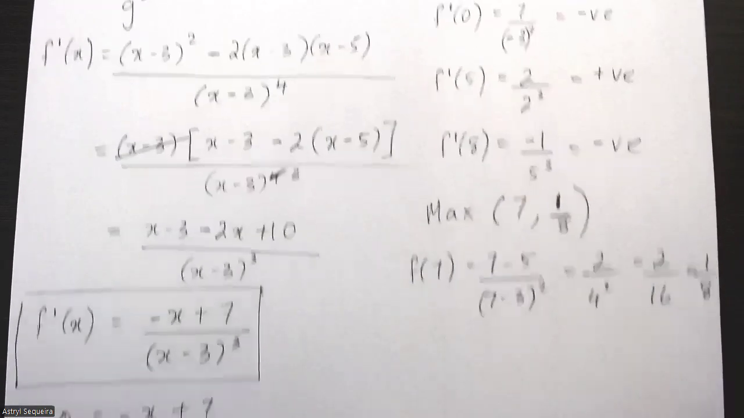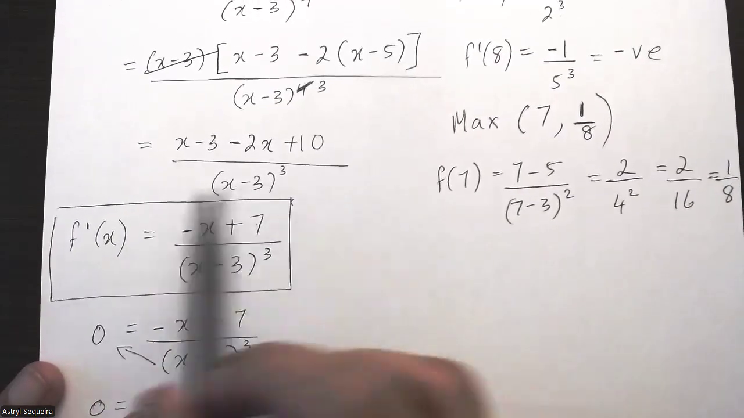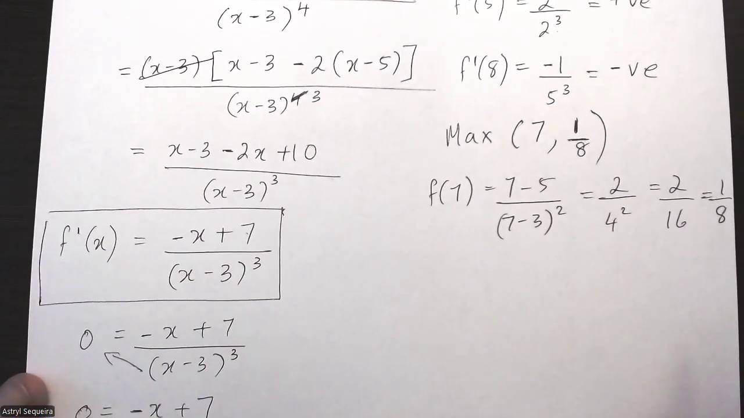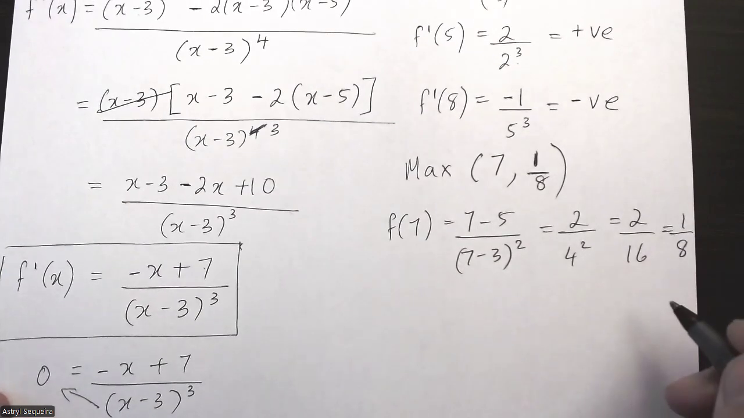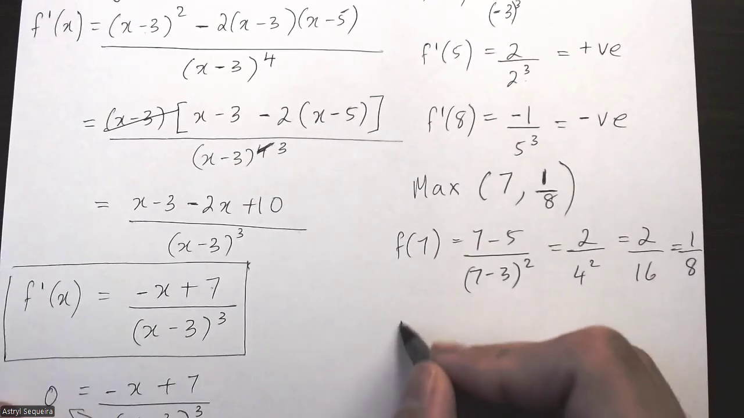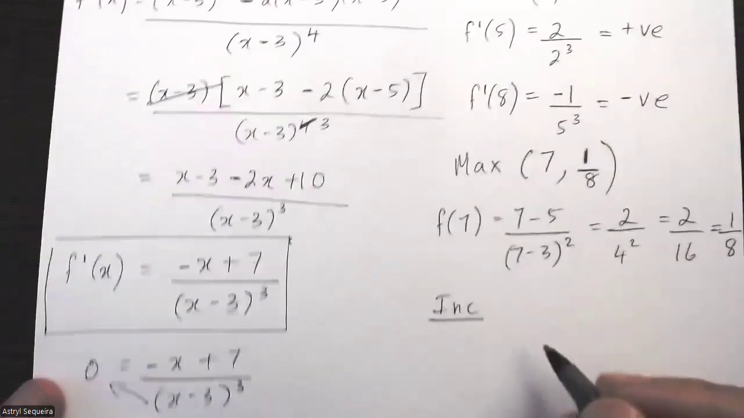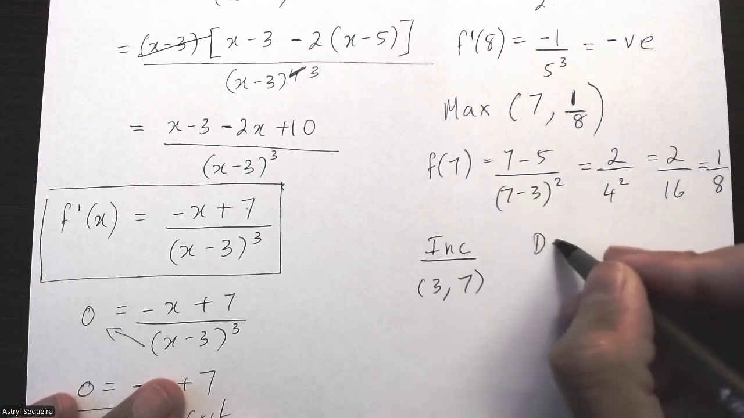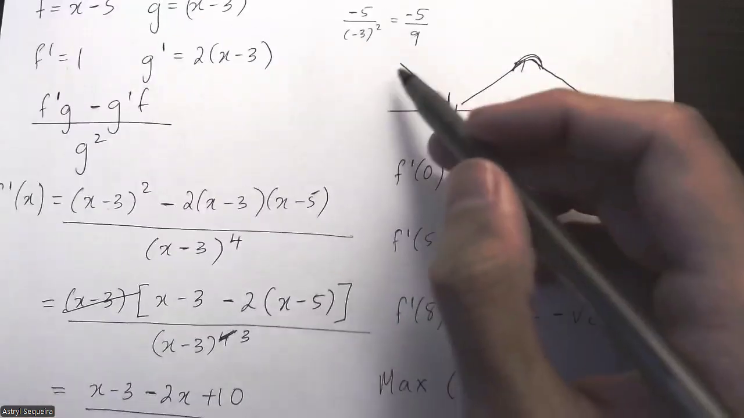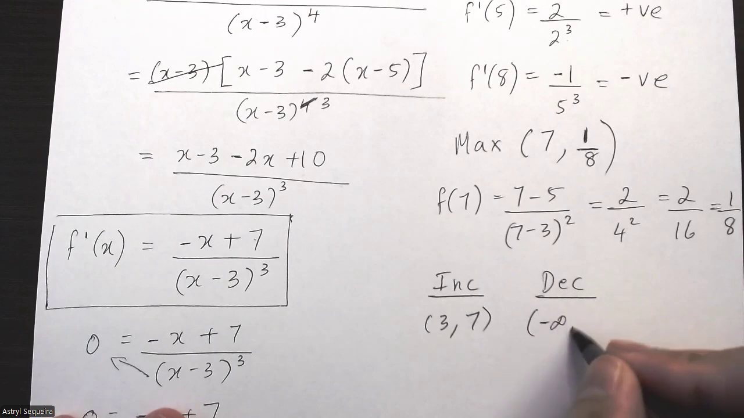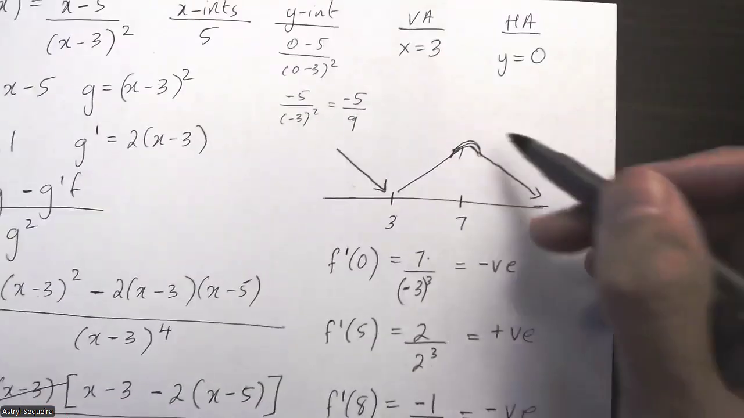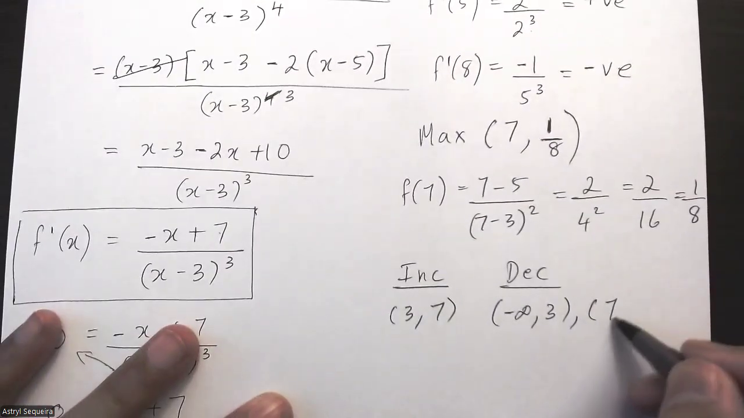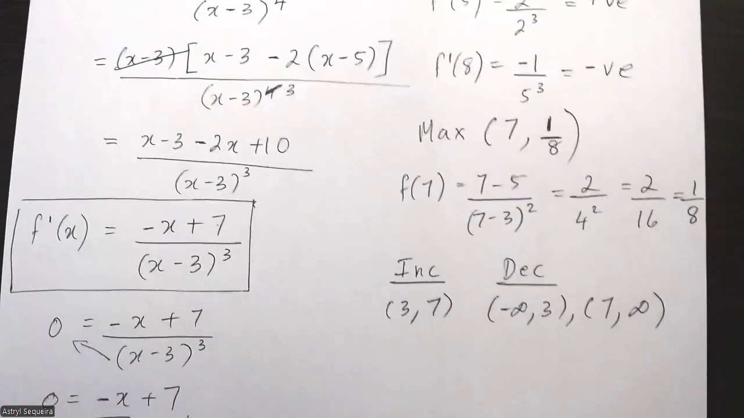Now that we've done that, we can come back to the first derivative. We can find the second derivative. Also, if you want to write your intervals of increase and decrease, we can do that as well. So my intervals of increase are just from 3 till 7. And my intervals of decrease are from negative infinity to 3 and from 7 till infinity.